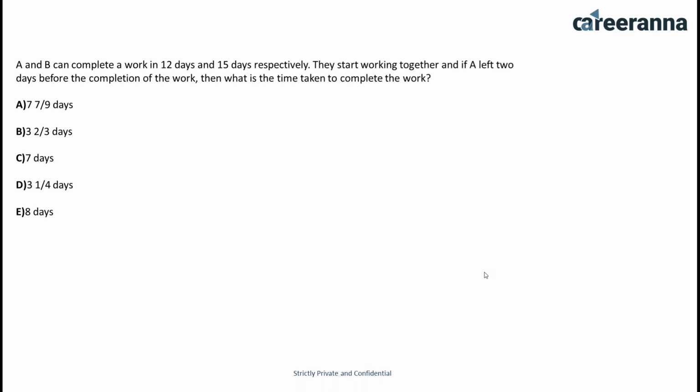Okay, let me help you with this question. Let's discuss it. Most students gave the answer option A. So, A and B complete a work in 12 days and 15 days respectively. A can do the work in 12 days and B can complete the work in 15 days. We are going to assume some work that is the LCM or any common multiple of 12 and 15. The LCM can be 60.